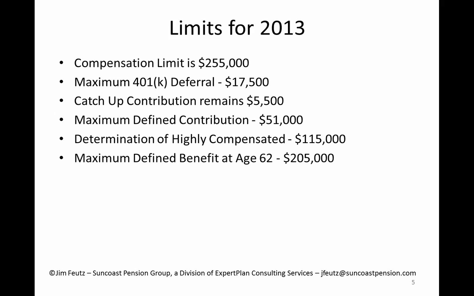The maximum defined benefit that's allowable increases from the current $200,000 to $205,000. Now, this is the maximum benefit at age 62 and also at 63, 64, and 65. If a participant retires after 65, the maximum benefit increases for actuarial adjustments as the participant gets older when they first start taking their benefit. However, it's not increased above the compensation limit, which is $255,000.